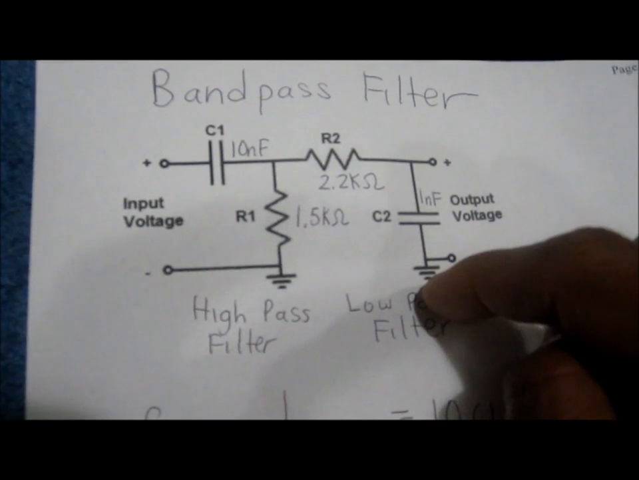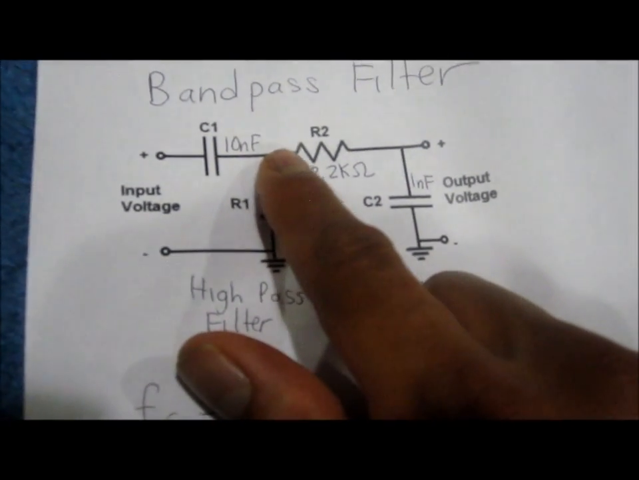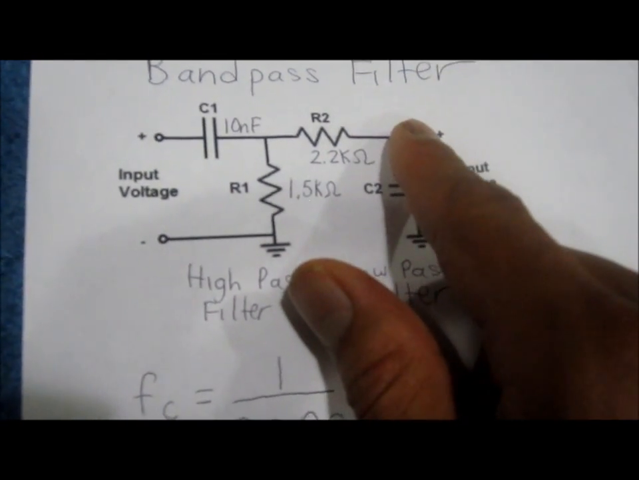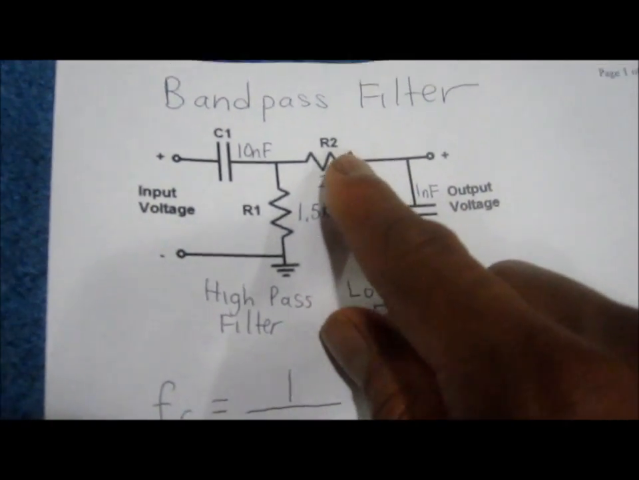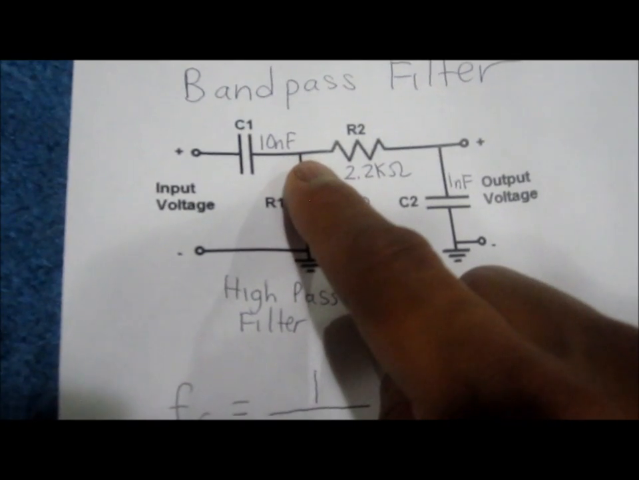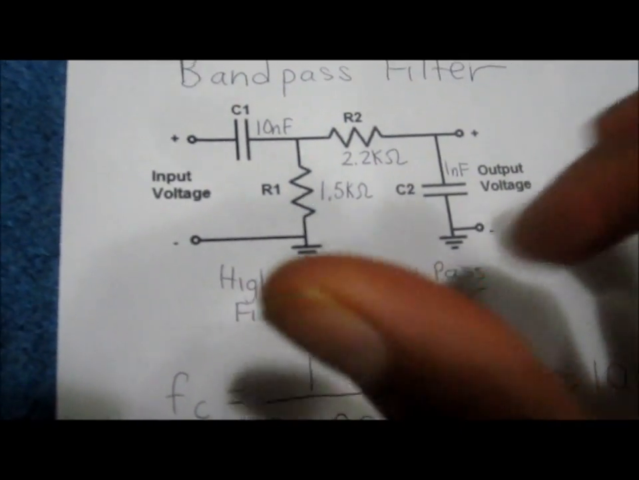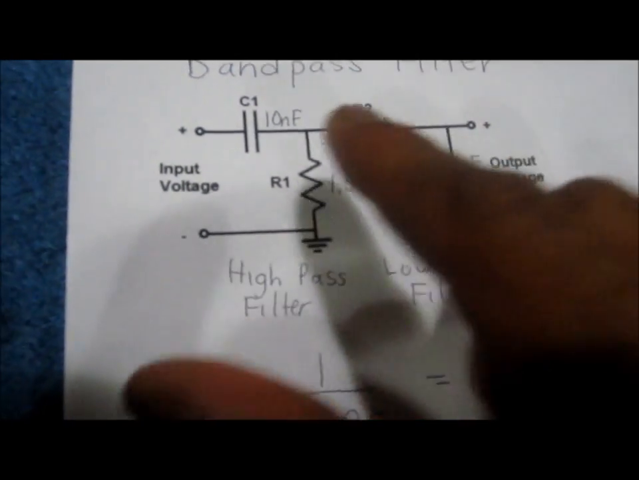So how this works is the high pass filter passes all frequencies above a certain point, and the low pass filter passes through all frequencies below a certain point. So if you design it properly, let's say you want a bandpass filter that goes from 10 kHz to 70 kHz, that has a passband of 10 kHz to 70 kHz.